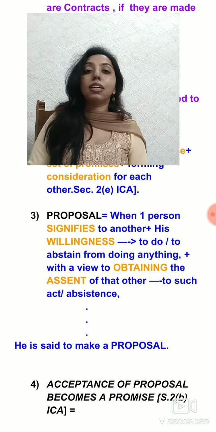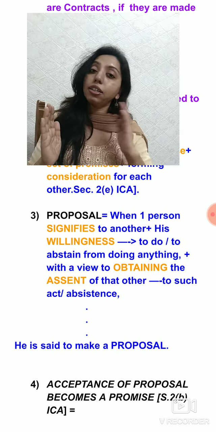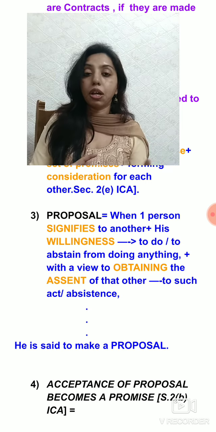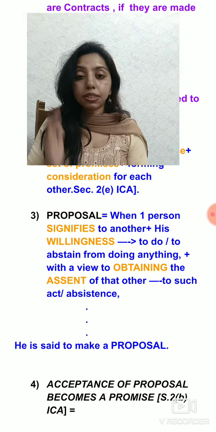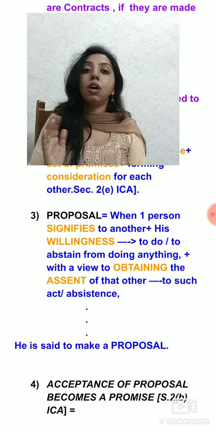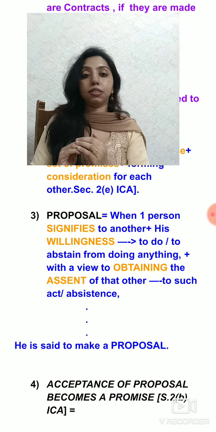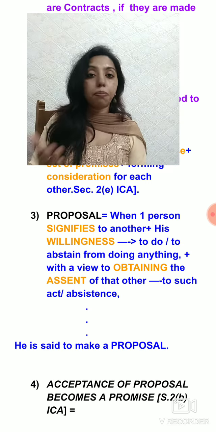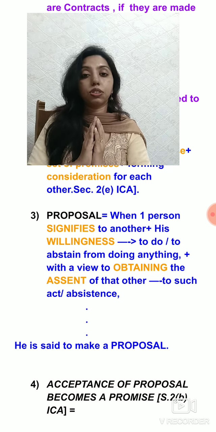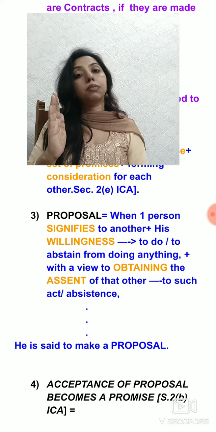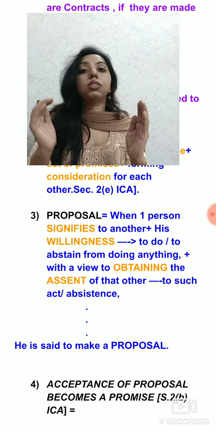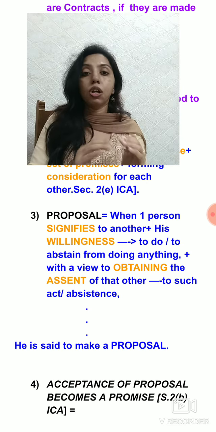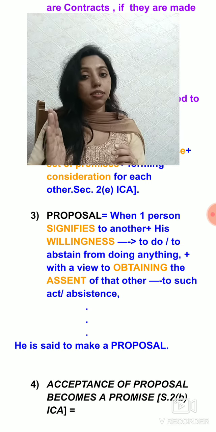So here it is saying that when one person signifies to another his willingness to do or to abstain from doing something, with a view to obtain the assent of this person to such act or abstinence, he is said to make a proposal. So for example, in the example which I have given just now, this offerer or the proposer has made an offer to B person to sell his 200 books of contract to B at rupees 20,000. So this person, when he signifies to another.